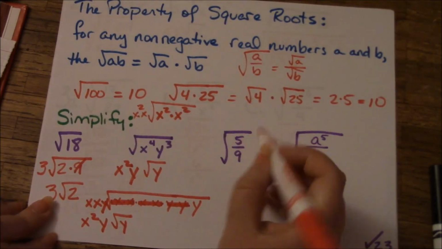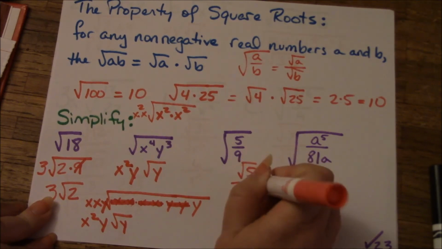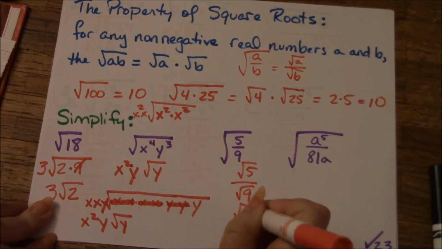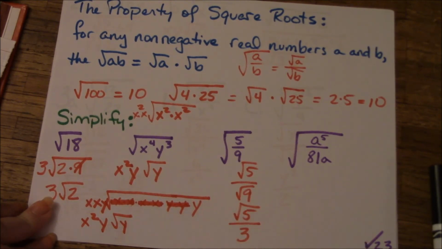Here we have the square root of 5 over the square root of 9, and the square root of 9 is 3, so our answer is root 5 over 3. And I don't have a square root in my denominator, so this is simplified.